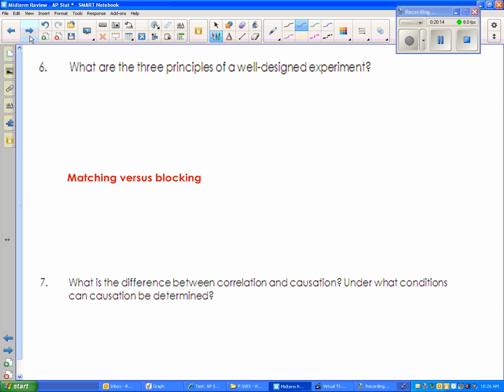Okay, there were several terms that I left off this worksheet that pertain to experiments that are on the midterm, so I just want to make sure that we hit them. The principles of a well-designed experiment, remember, are randomization. And with randomization, it's a little bit different than, I can't talk and type and write at the same time, randomization.